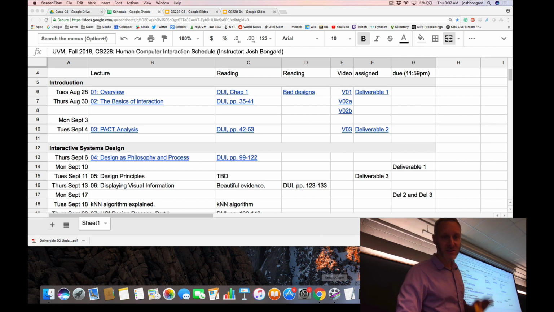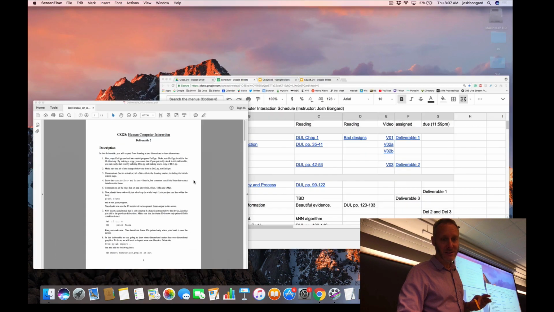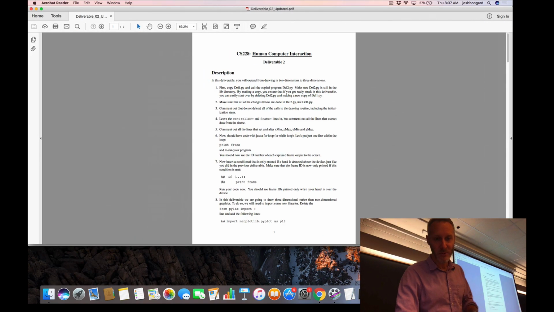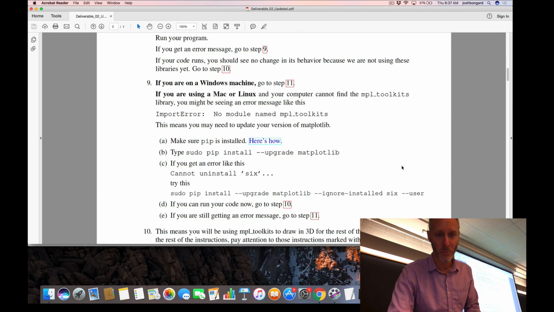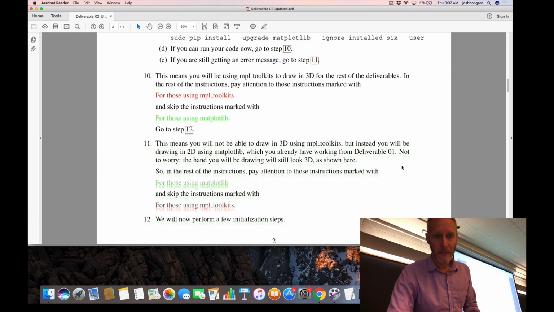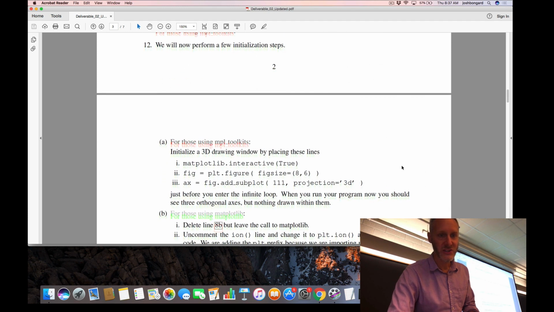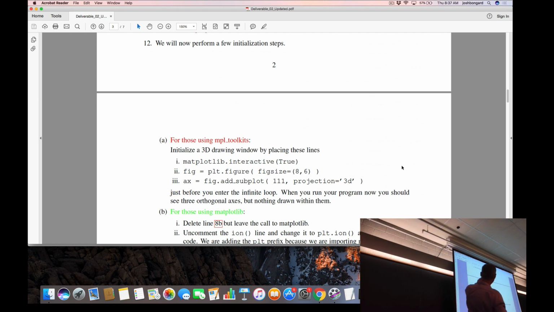Okay, so I am still in the process of rewriting Deliverable 2, and I will put that up as soon as I finish, which will hopefully be tonight, I'm hoping. When I put it up, what you will see is throughout Deliverable 2, starting at step 12, if you are not able to get MPL toolkits to work, you're going to continue on using matplotlib, which all of you have now got to work in Deliverable 1. So if you're continuing on with matplotlib, you're going to be following the green instructions.